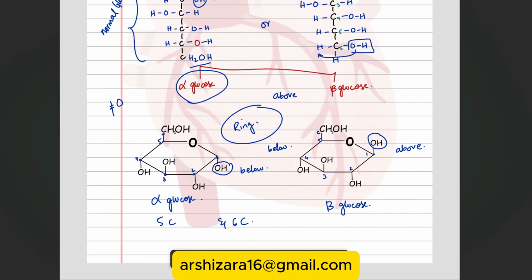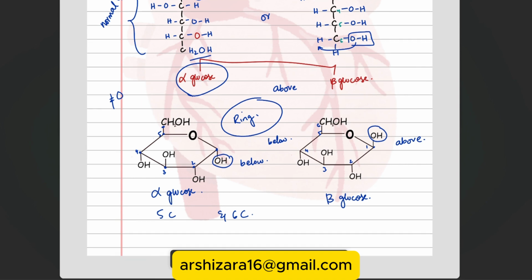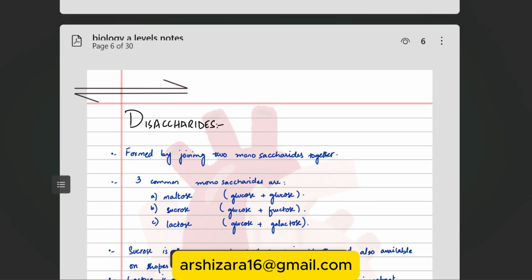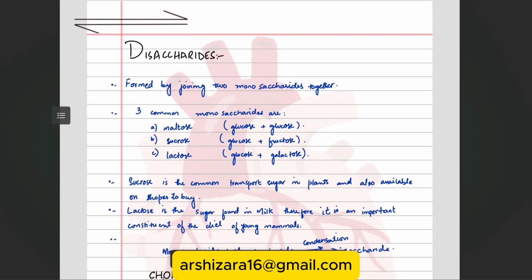This is mentioned in every book. You have to see the structure. Remember that for the first carbon, if the OH is down, then it is alpha glucose, and if the OH is up, then it is beta glucose. You have to memorize this by reading the book and drawing the structure. The more you draw the structure, the more you'll memorize the characteristics of monomers and all the others which are going to come later on in your life.